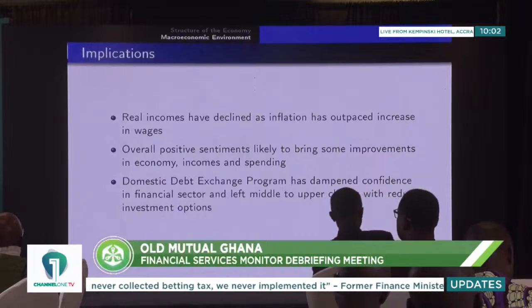What I'll leave you with is real incomes have declined. Inflation has outpaced wages. So in fact, even in 2025, the government agreed a 10% wage increment with organized labor. The projected inflation for the year, by the end of the year, is 11.9. So it means that even this year, on average, real incomes will decline.